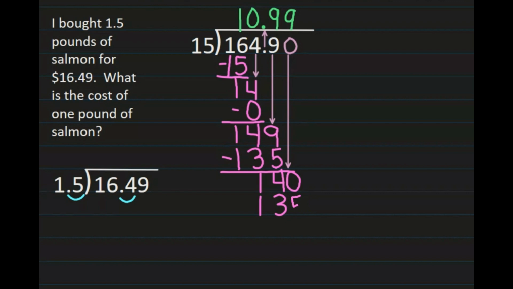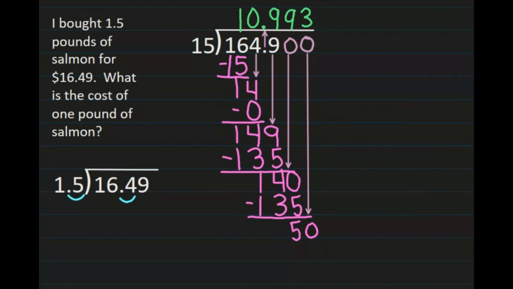140 minus 135 is 5, and I need to know whether I'm going to need to round up. So I do need to add another 0 and bring it down so I can see whether my number is going to be 10 and 99 hundredths or if I'm going to need to round up. So I'll add that 0 and bring it straight down. 50 divided by 15 is 3. 3 times 15 is 45. And when I subtract, I get 5.